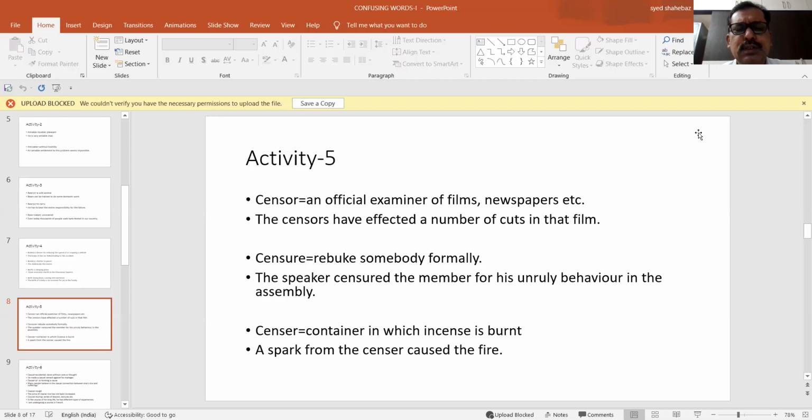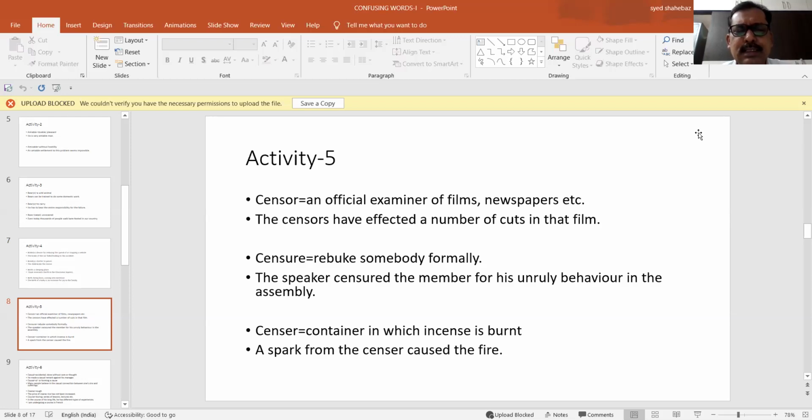Censure means to rebuke somebody formally, finding fault angrily with somebody. The speaker censured the member for his unruly behavior in the assembly. The speaker censured means criticized the member for his unruly behavior in the assembly. Finding fault with the member and criticizing the member, in a way scolding or admonishing the member for that unruly behavior. So that is censure, rebuke somebody formally.